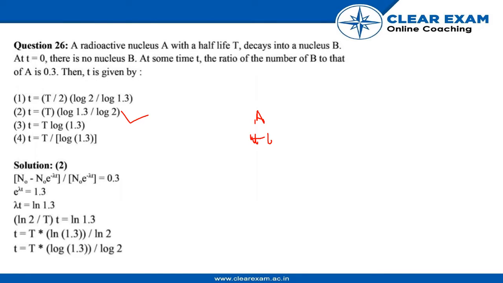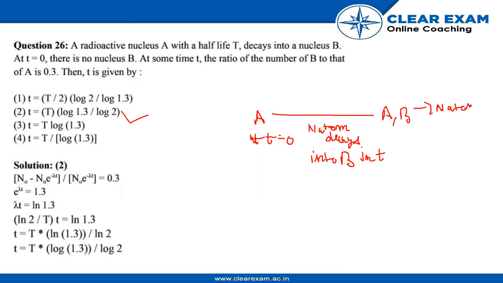It's A at t equal to 0 for our easiness. Let n atoms decay into B in time t. So after time t, it's A comma B: n atoms of B, and n naught, that is initial, minus n atoms of A. So now we have NB by NA, that is 0.3.